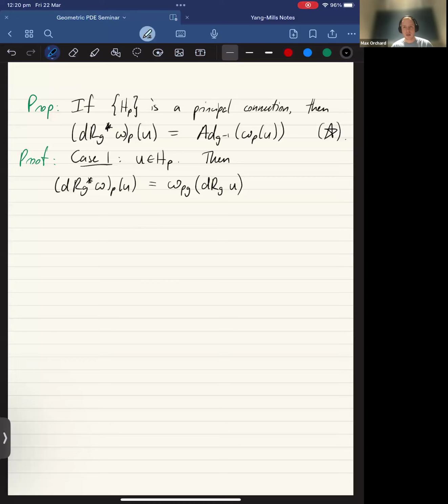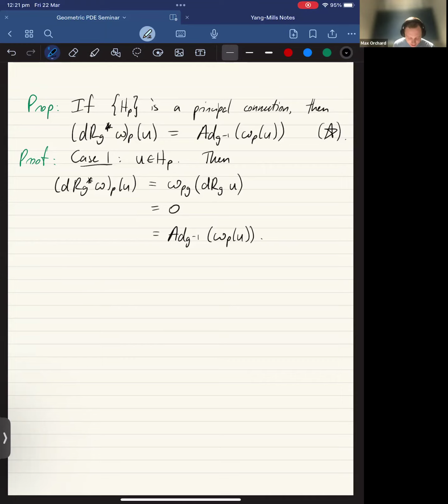But because the connection is right invariant, we know that the right multiplication of U is also going to be horizontal at the point PG by the right invariance property, and omega kills horizontal vectors. So this is just going to be zero. However, that's also equal to this because, well, omega kills horizontal vectors. So omega sub P of U is zero. Therefore, this adjoint is also zero here. So it's nice and easy in the horizontal case.